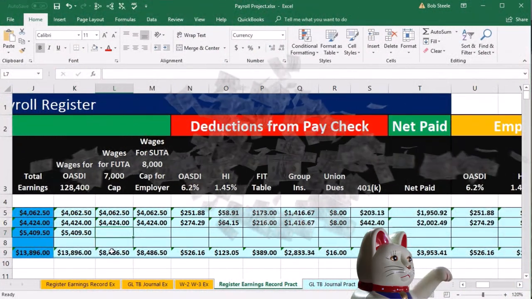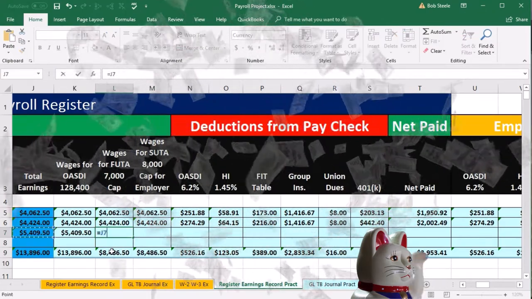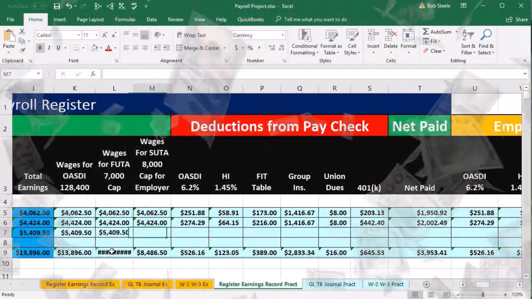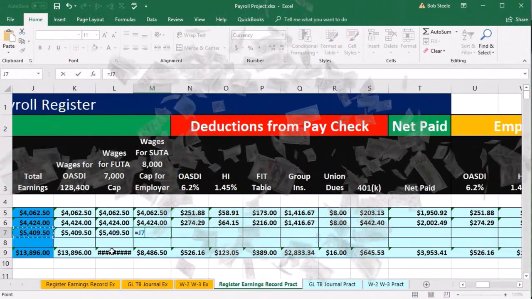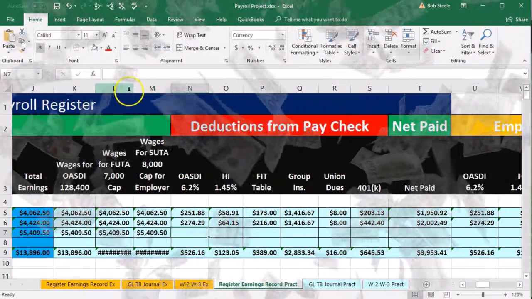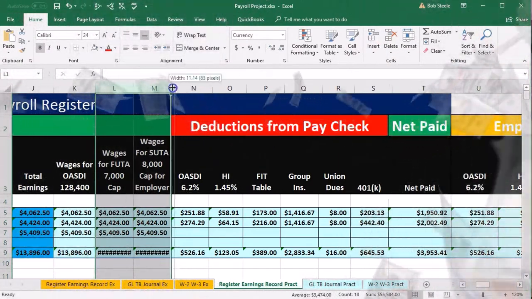Then the FI-FUTA equals the same amount in J7. And then SUTA equals the same amount. And so they're all the same right now. No change because no one's hit the cap yet.